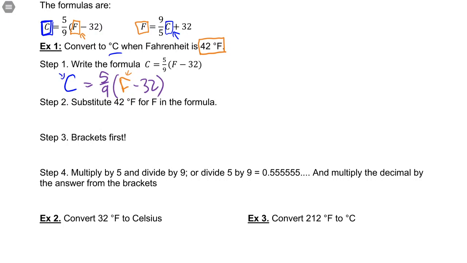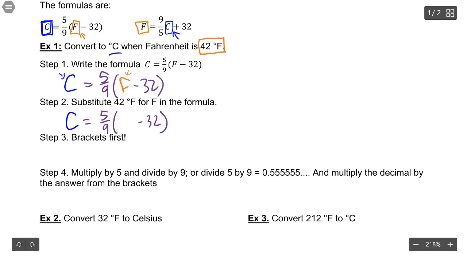So now my next step is I'm going to substitute the value that I know. Most of this formula is going to be the exact same, right? This 5/9, this minus 32, all that stuff is the same. The only difference is our Fahrenheit we actually know is 42 degrees. So I'm going to put 42 degrees in there.